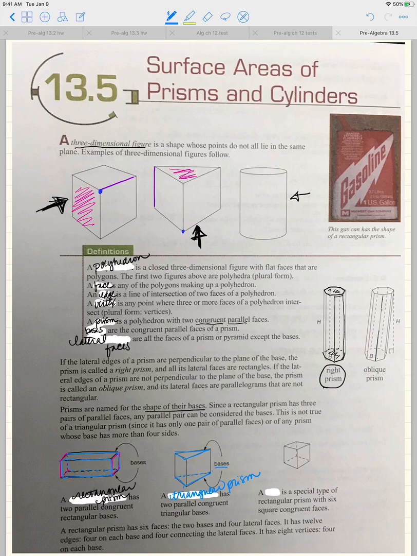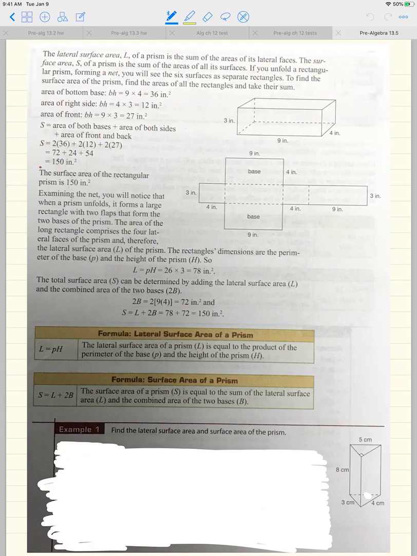And then we have a cube over here, which is a special type of rectangular prism that has 6 square congruent faces. A rectangular prism has 6 faces, the 2 bases and 4 lateral faces. It has 12 edges, 4 on each base and 4 connecting the lateral faces. It has 8 vertices, 4 on each base.